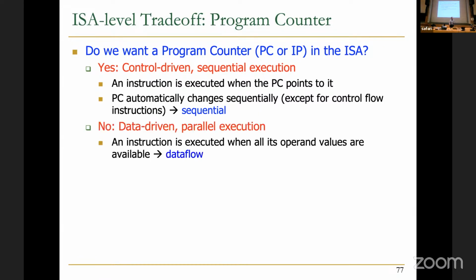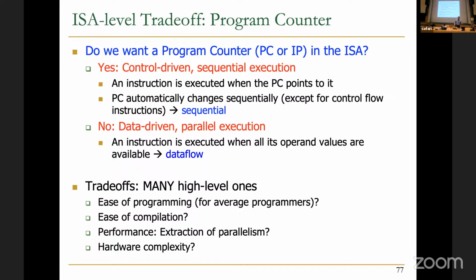If you say no, one model is data-driven parallel execution like this. An instruction is executed when all of its operand values are ready, and that is data flow. There could be other models under data-driven parallel execution, but I will not talk about them. And the trade-offs are actually many, many high-level ones over here. So, for example, which one is easier to program for average programmers? I think many people said von Neumann over here, but that perhaps depends on the education and exposure also.